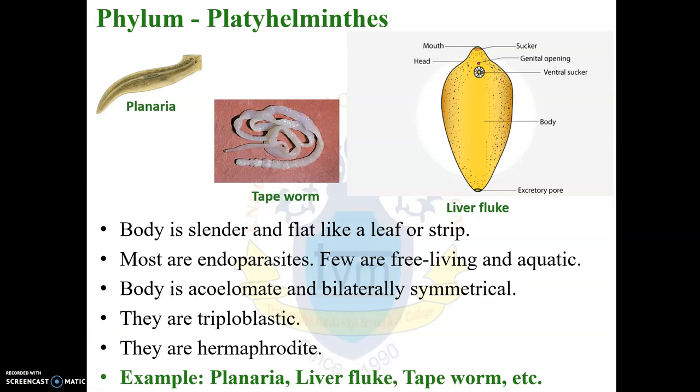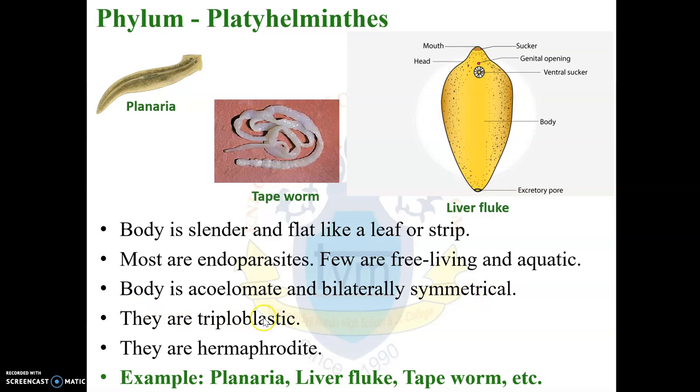Next is phylum Platyhelminthes. The picture shows few animals like planaria, tapeworm, liver fluke which belong to this phylum. Their body is slender and flat like a leaf or strip. Most are endoparasites, that means they reside in the body of other living organisms, while few are free living and aquatic. Their body is acoelomate, that means body cavity is absent, and bilaterally symmetrical.